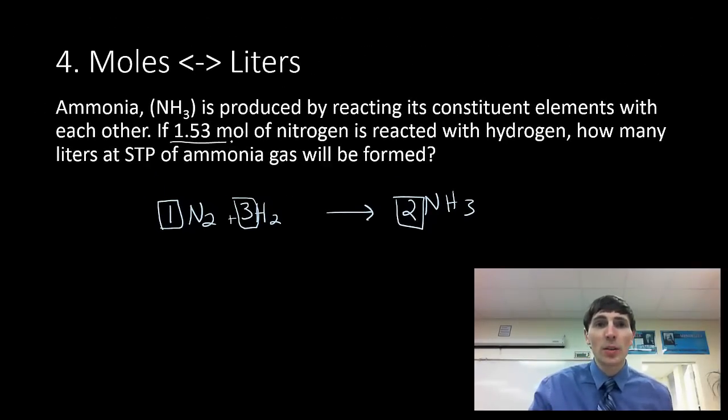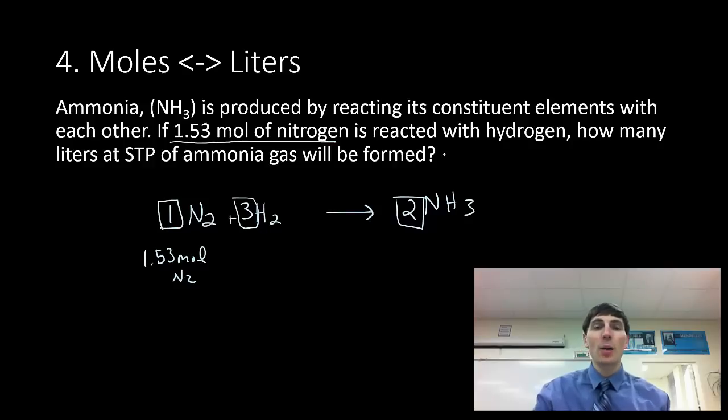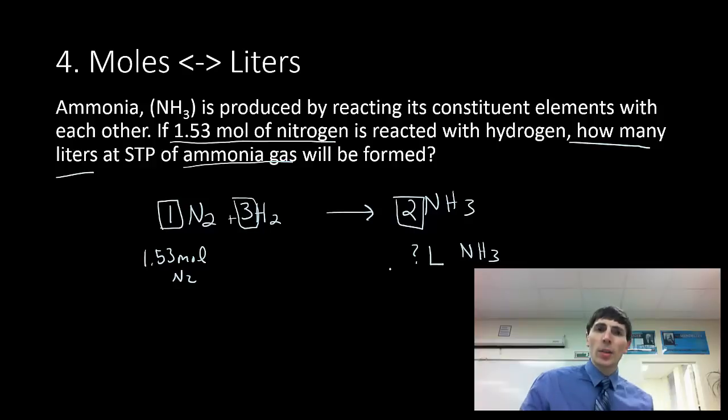So it says if 1.53 moles of nitrogen, so I'm going to go ahead and write that, 1.53 moles N2 is my given quantity, is reacted with hydrogen, how many liters at STP of ammonia will be formed? Okay, well, it says how many, and then it says liters of ammonia gas, which, remember, is just NH3. So, question mark, liters, NH3. Okay, well, we're going to try our best to get to this question, but we're going to need something else, and I'll introduce that in a second.